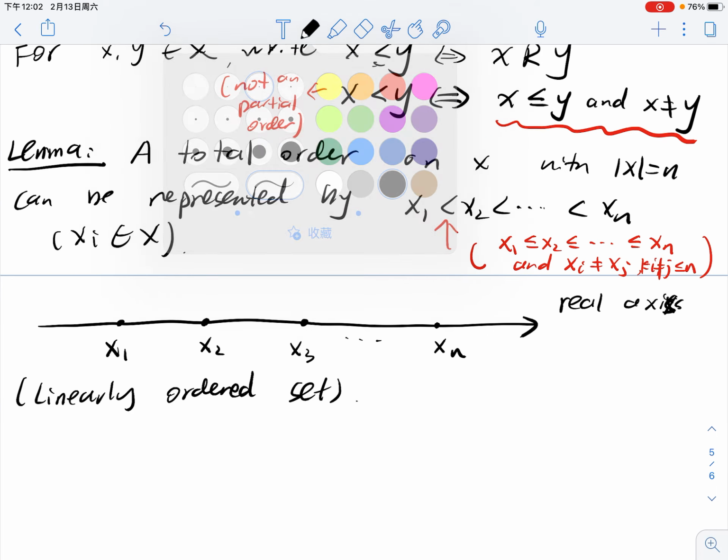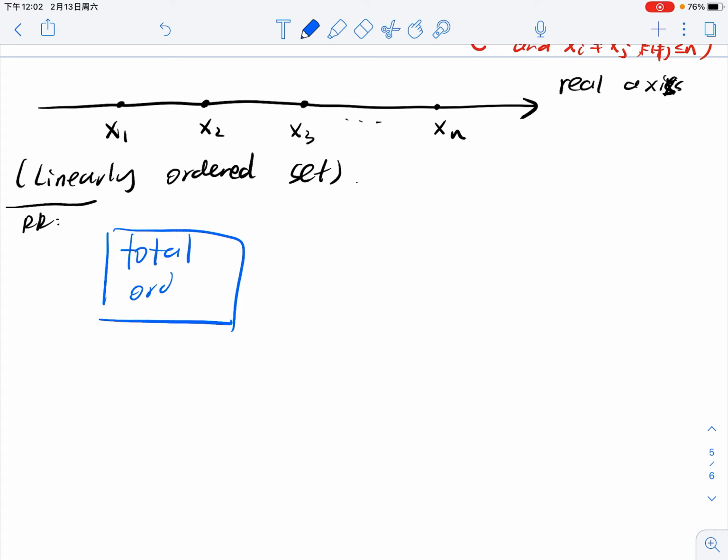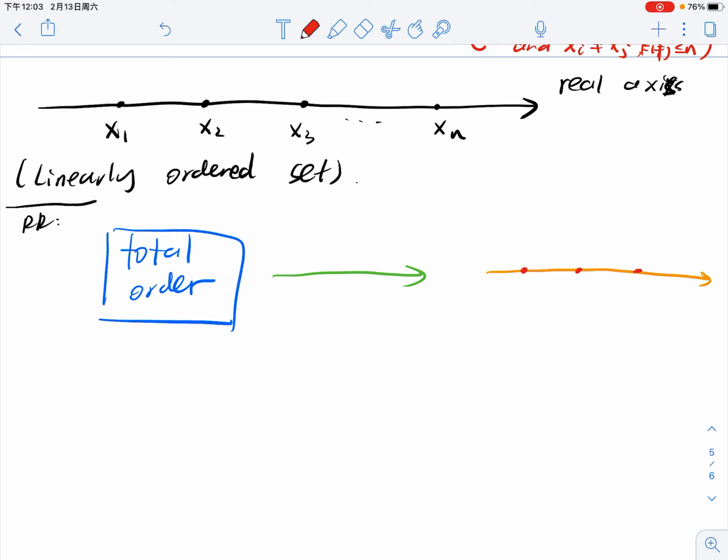Okay, so what does this mean? This means you have a representation. Remark: on the left-hand side, you have some box, a total order. You don't know what it is, but then by the previous theorem, you transform it to a number line. And the order is just given by the comparison of magnitude.